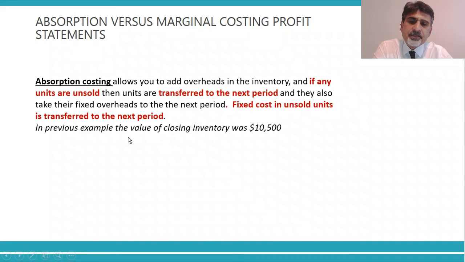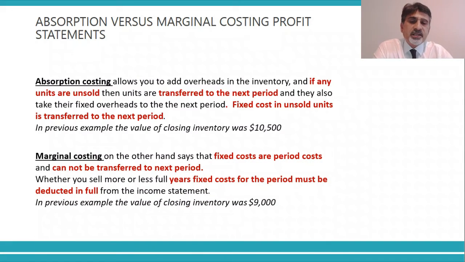In the previous example, the value of closing inventory was 10,500. Under absorption costing, we said 300 units multiplied by 35, 10,500 was your closing inventory. This closing inventory of 10,500 includes 1,500 of fixed overhead. So fixed overheads are transferred to the next period.